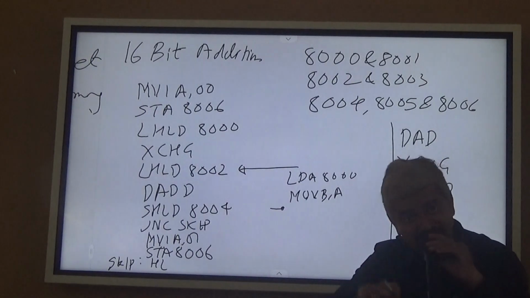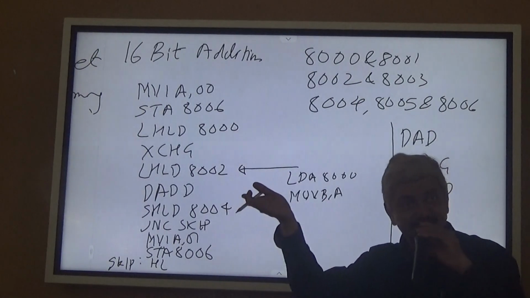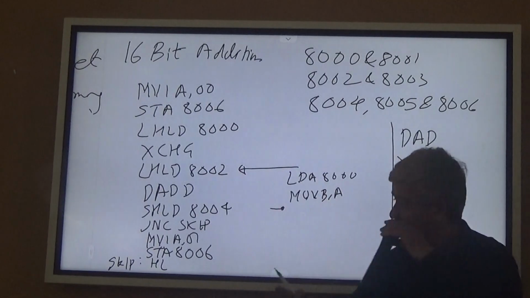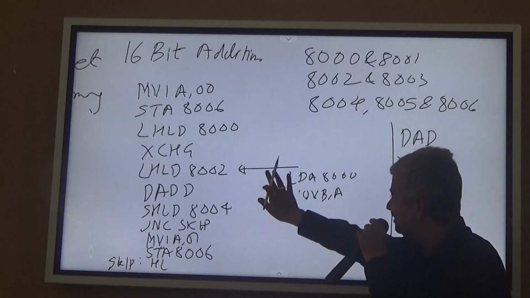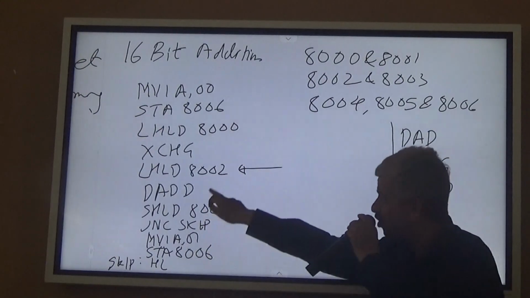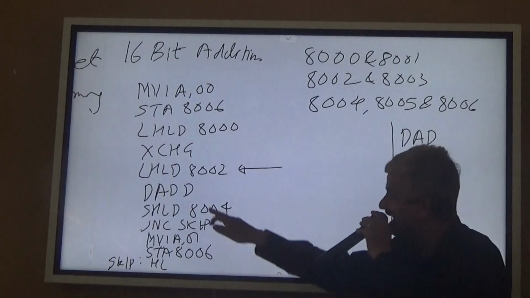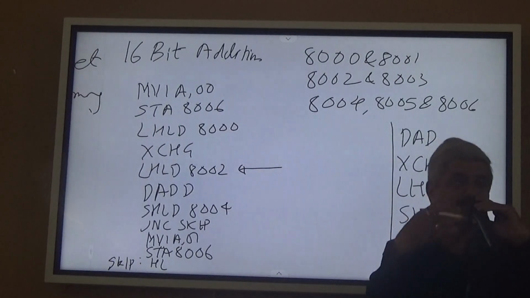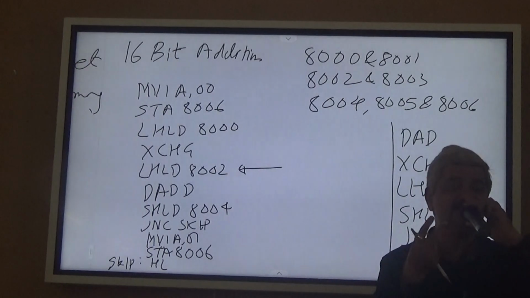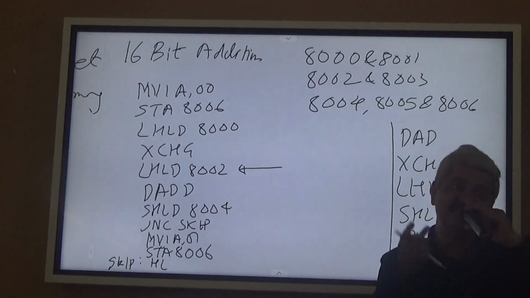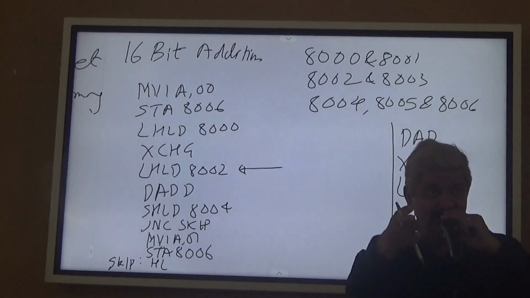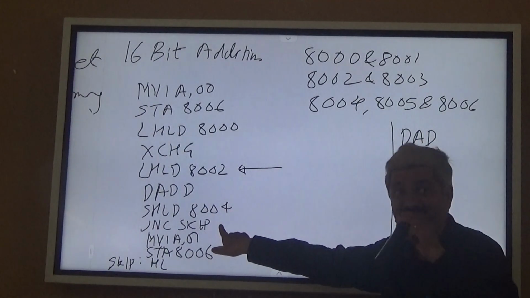If that is not the case, then you should have done move E, L, move D, H. Then LHLD 1002. What is the case now? Source 2 is in HL, source 1 is in D. So HL equals HL plus D. So the least 2 bytes of the addition are in HL itself. That I will store at 8000, 8001. Then jump on carry skip.